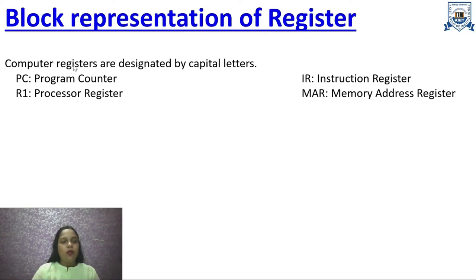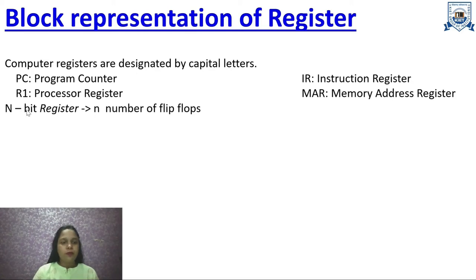So all computer registers are designated by capital letters. For example, if we are having program counter, then it will be designated by PC. If we are having instruction register, then it will be designated by IR. If we are having processor register, then we will write R1, R2 or R3. If we are having memory address register, we will be writing MAR. This will be the designation for memory address register. These are the symbols which we were talking about in register transfer language.